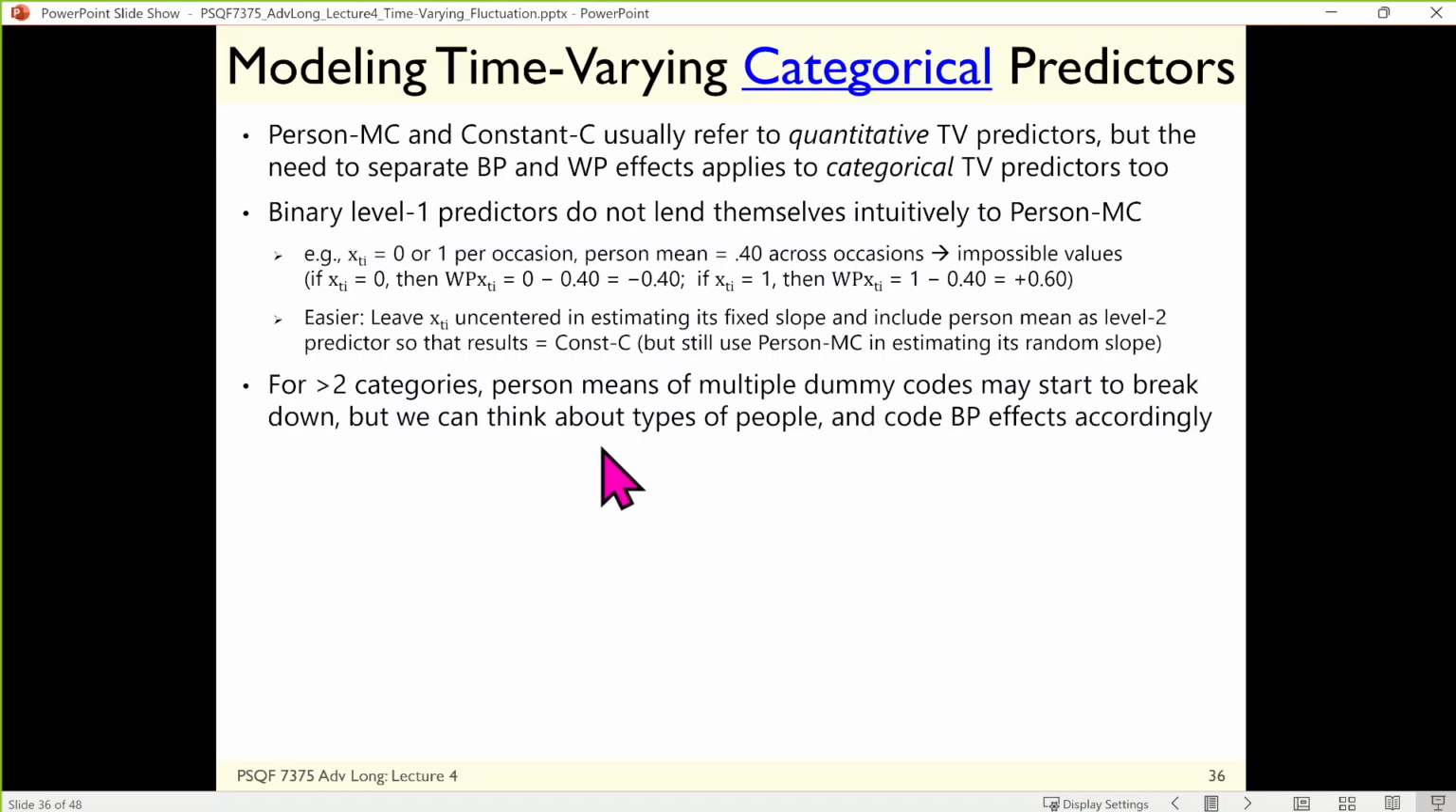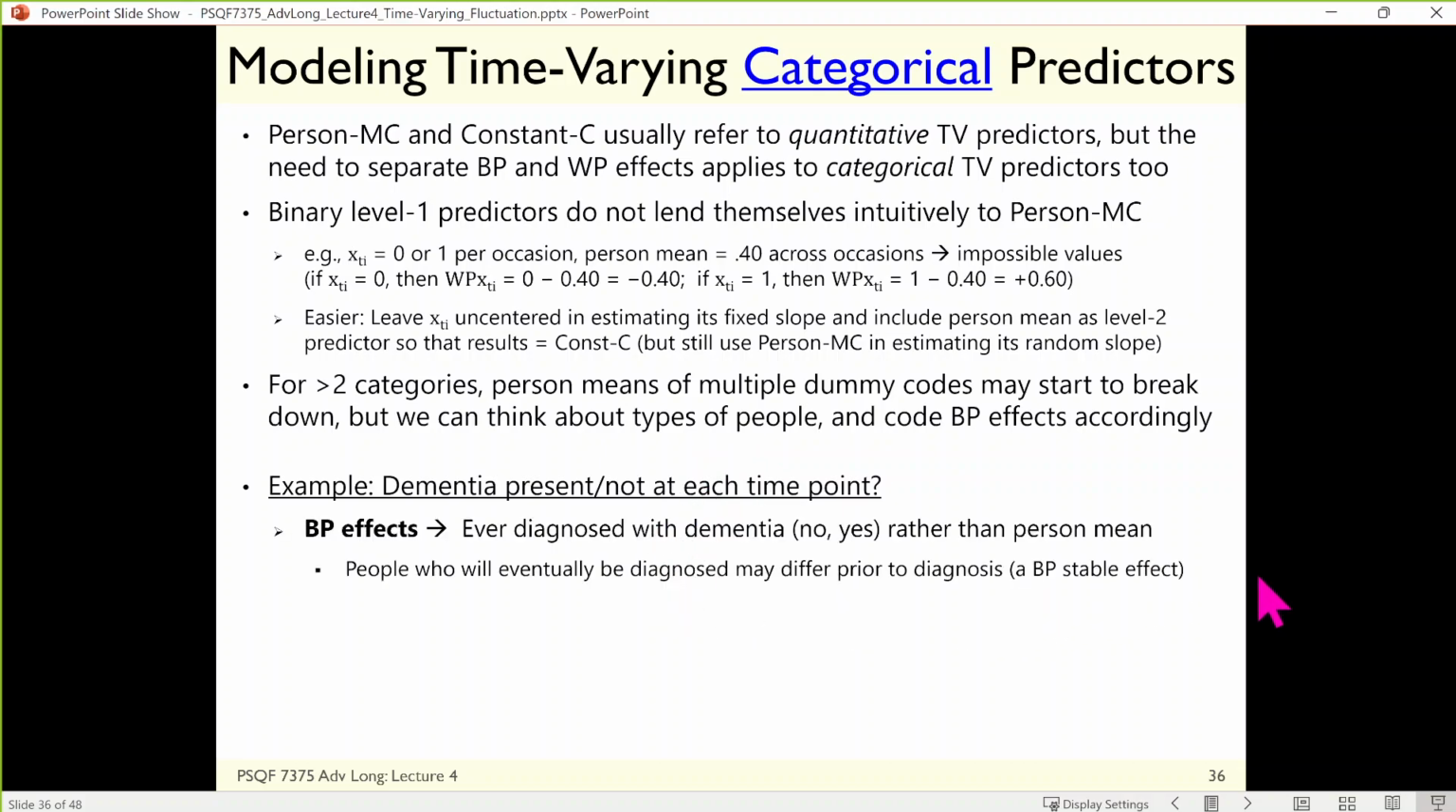Like, you could see it coming from ahead of time. So for something like that, I would think about different kinds of people. So for this example, rather than come up with a person mean at level 2, what I would probably do is ask, do they ever have it or not? Because odds are good, the people who are on their way to a diagnosis look different, even before it happened, than the people who were never going to be diagnosed. And logically speaking, if you have somebody who is at a 0 the whole time, they cannot show a within person effect. You don't have the before and after if they never had a diagnosis.